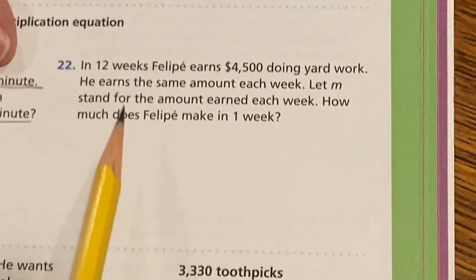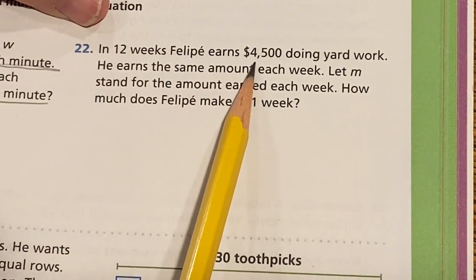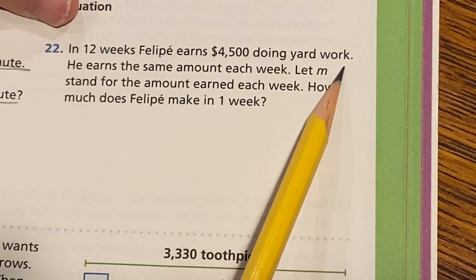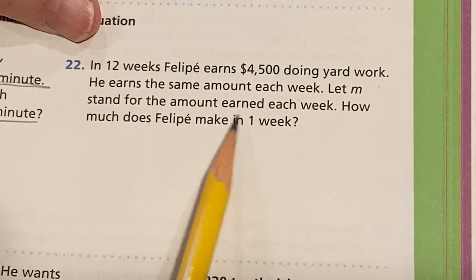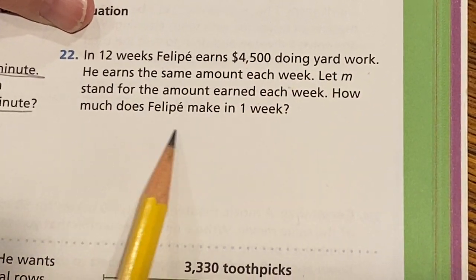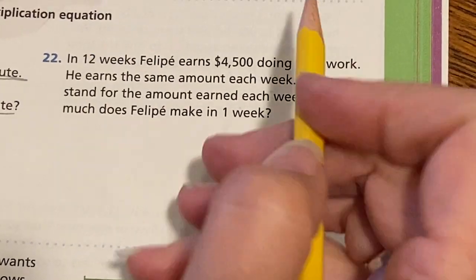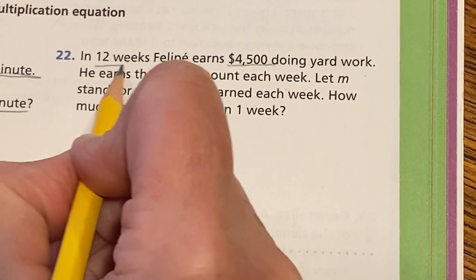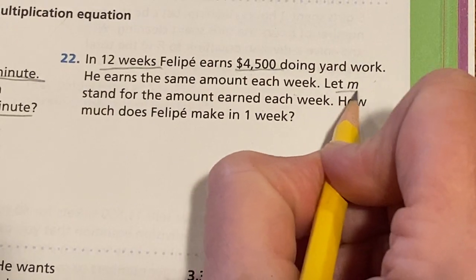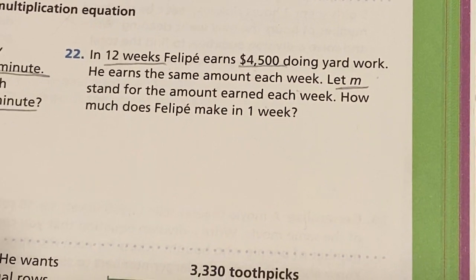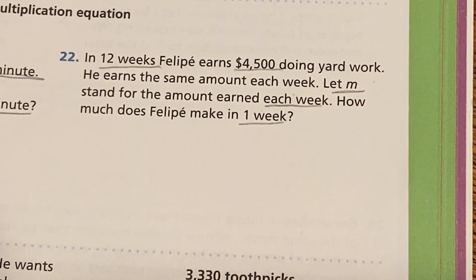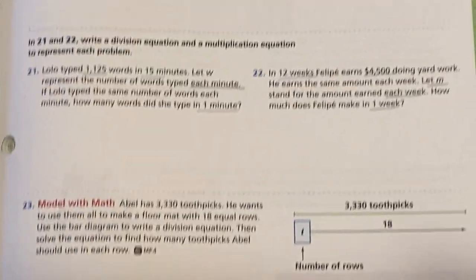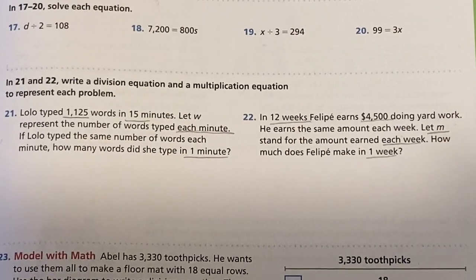For number 22, in 12 weeks, Felipe earns $4,500 doing yard work. He earns the same amount each week. Let M stand for the amount earned each week. How much does Felipe make in 1 week? So we know how much he earns in 12 weeks. We're going to use M as our unknown, which is the amount he earns each week or in 1 week. So set up that equation and solve that one. Why don't you pause again, solve those two, and then come back and check for your answers.